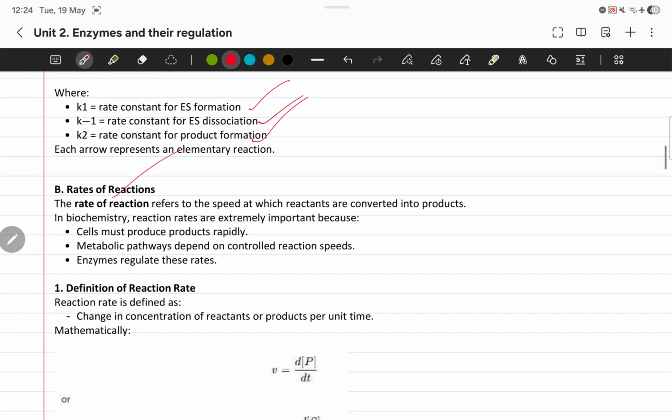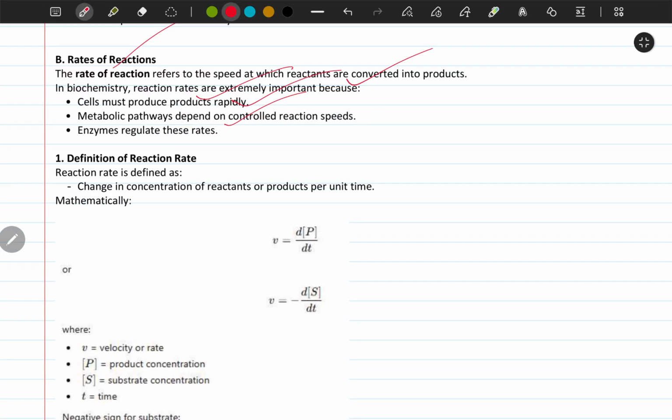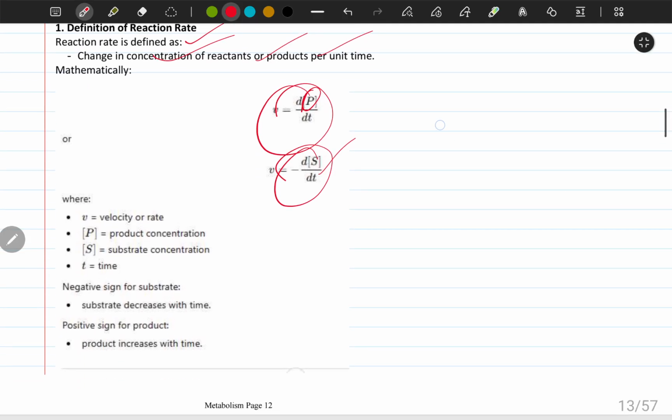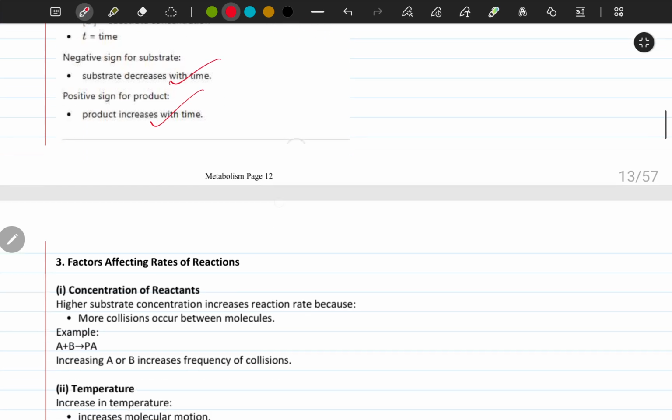The rate of reaction refers to the speed at which reactants are converted to product. In biochemistry, reaction rates are extremely important because cells must produce products rapidly. Metabolic pathways depend on controlled reaction rates, and enzymes regulate these rates. Reaction rate is defined as the change in concentration of reactants and products per unit time. A negative sign is used for substrate because it decreases with time, while product increases with time.